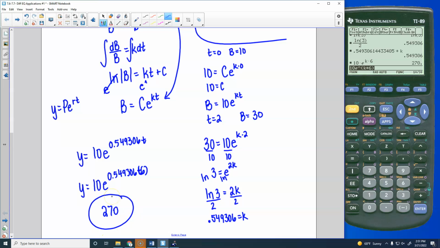I feel like it's odd that you would normally get that exact number that I got there, but that's what I got. I don't think I messed up. I stored this number right here as my K. So then whenever I type in 10e to the K times 6, it's using that number right there.